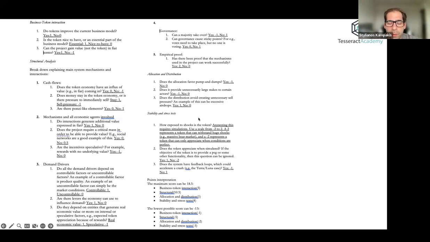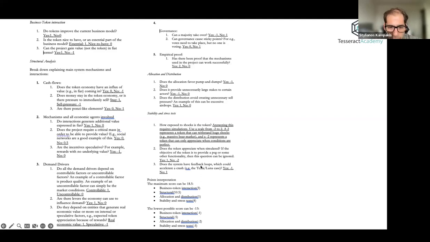The one that I'm using Token Lab for, the Python library I mentioned earlier, is essentially stability and stress test. So it's very difficult to answer this one unless you run some simulations. And this is something I really specialize in. And this is why I also had to create my own library in Python in order to make this a reality.